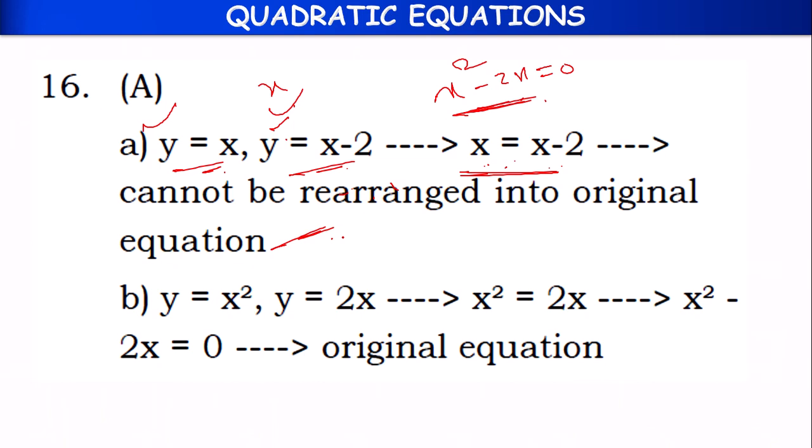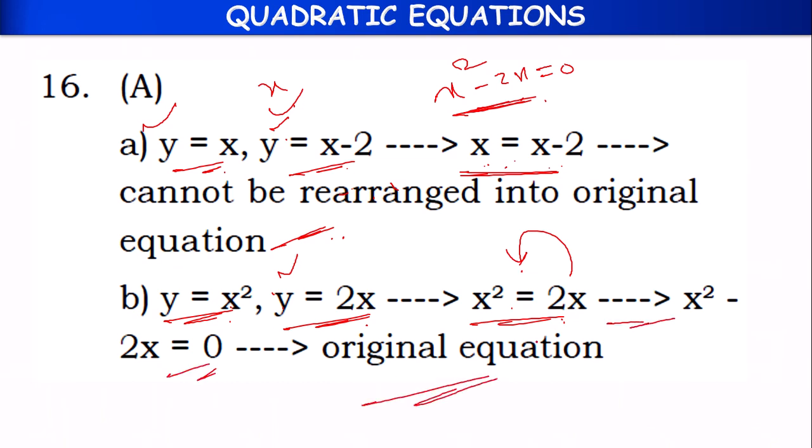In option B, they have given y equal to x square and y equal to 2x. In the place of y, if we keep x square, it will become x square equal to 2x. If 2x is taken to this side, it will become x square minus 2x equal to 0. Means with option B, we are able to produce the original equation.